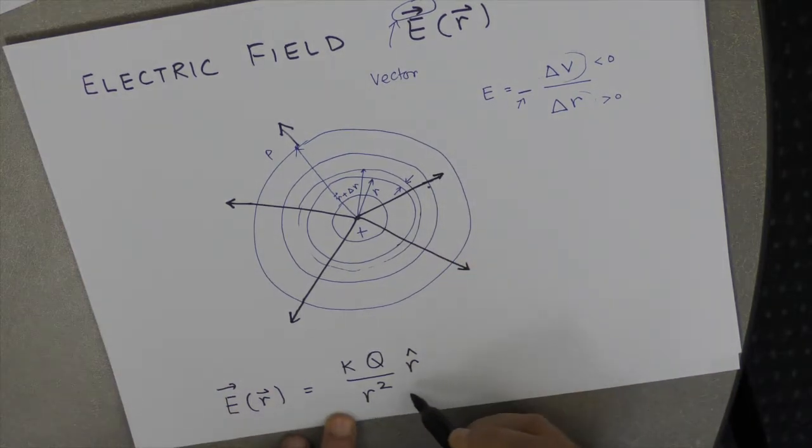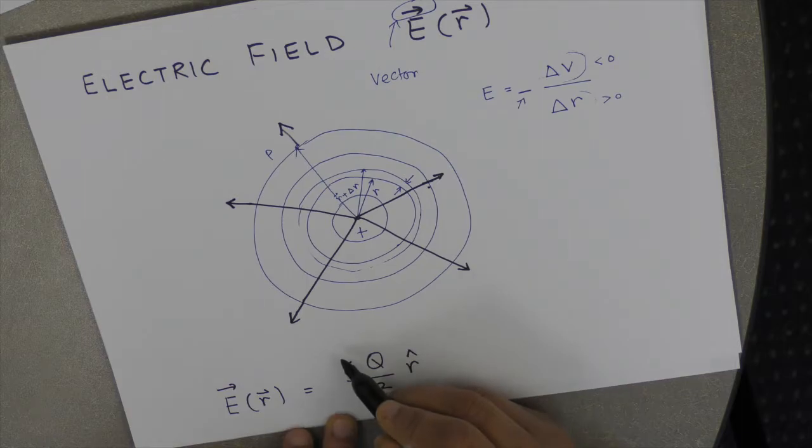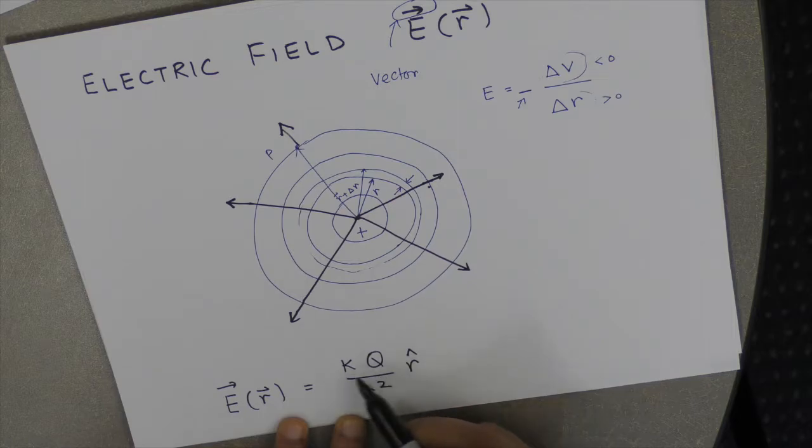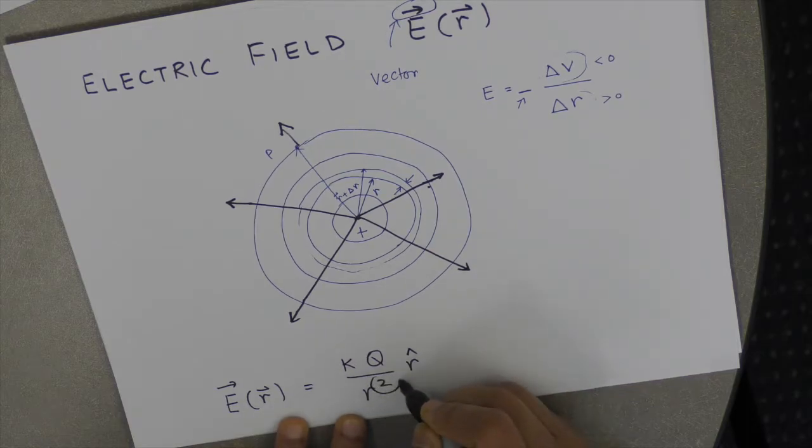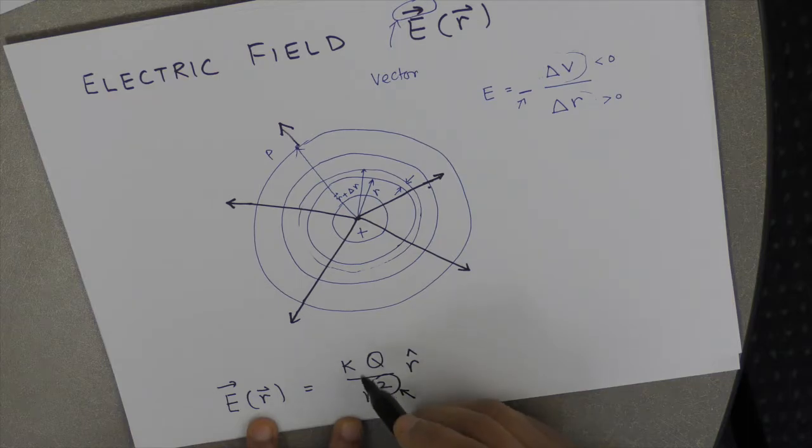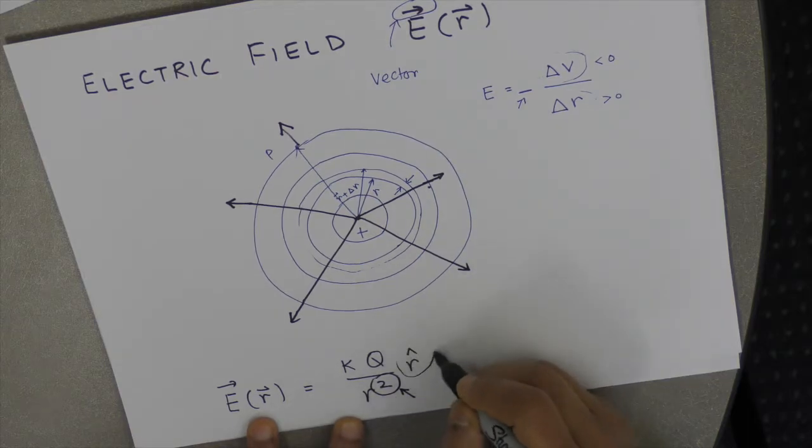However, the strength of the electric field, just like the potential, will decrease with R. But it decreases faster than the potential because the electric field goes like K, the same constant we found in the potential, times the strength of the charge Q divided by R square rather than R for the potential. So this is a faster power. For the same distance, the electric field decreases faster. And R hat here tells you the direction of the electric field as pointing radially outward.